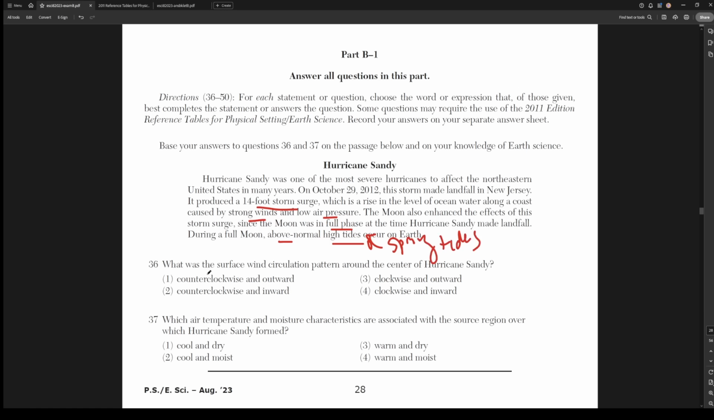Spring tides. Okay, which wind circulation pattern? Okay, so this is a low pressure. So this is going to be lick. Low inwards counterclockwise. That's how you remember that. So counterclockwise and inward too.